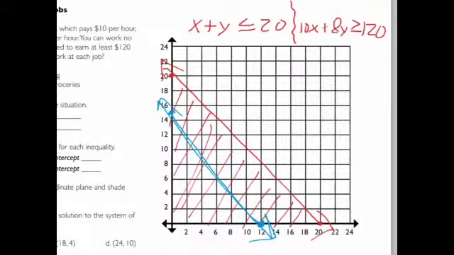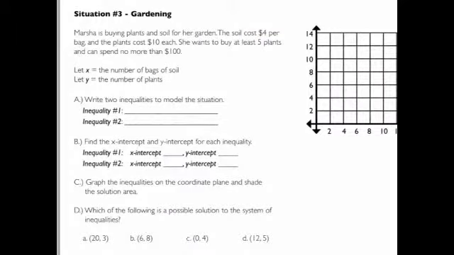But this one says greater than, which means I need to shade the opposite direction. And since right here between them is double shaded, that's where the answer region is. So I'm going to make that part a little bit darker, just like so. And that one's good to go. Let's move on to 3.